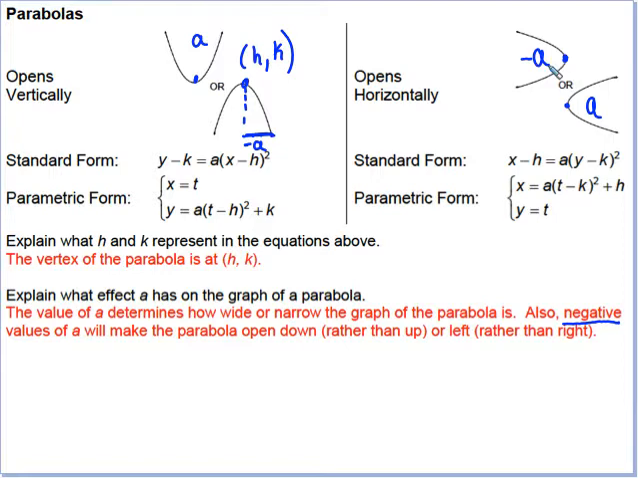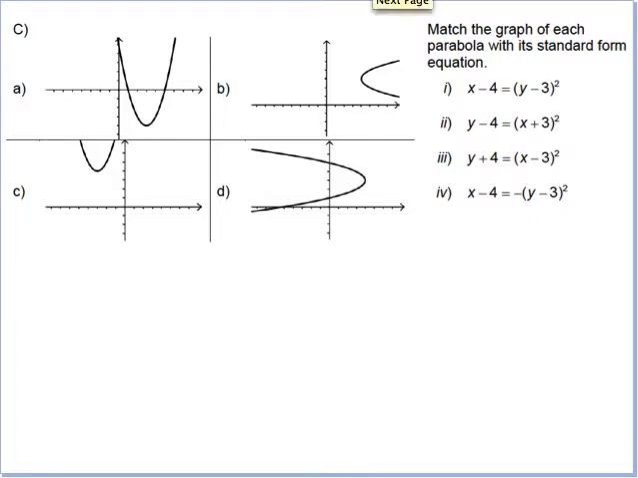H and K is the vertex, A is A. All right. So now let's look at these 4 graphs and the 4 equations. First, figure out what the H and the K value is for all of the formulas.